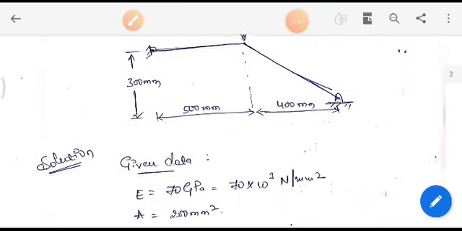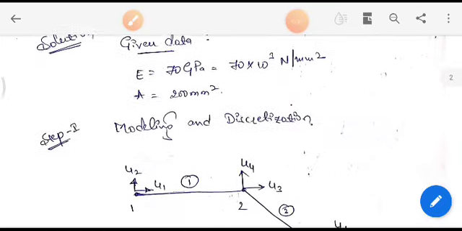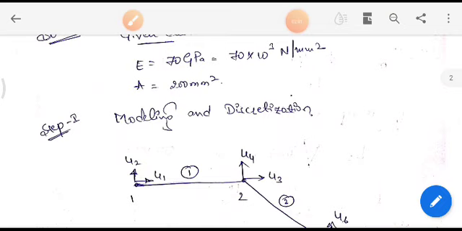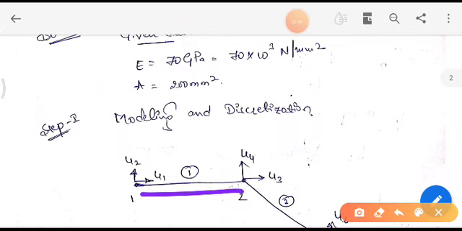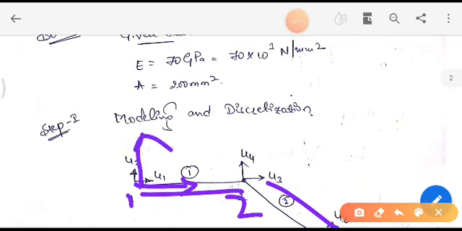As we know, the first step is modeling and discretization for the truss element. Here this is the first element and we have the second element, and the first element is connected between node 1 and 2. We have defined this node and we have defined this displacement. At node 1 we have horizontal displacement u1 and vertical displacement u2. Similarly, at node 2 we have displacements u3 and u4. So each node has 2 degrees of freedom.